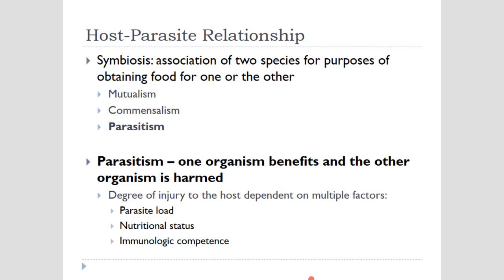Symbiosis, by definition, is when two species associate for the purpose of obtaining food for one or the other. So you're dependent on them. It's not actually an equal distribution, but some kind of association where one species obtains food or provides it to the other, so a mutual benefit. And if you remember, one of the things we discussed in detail was mutualism, commensalism, and parasitism. So don't confuse parasitism with commensalism.